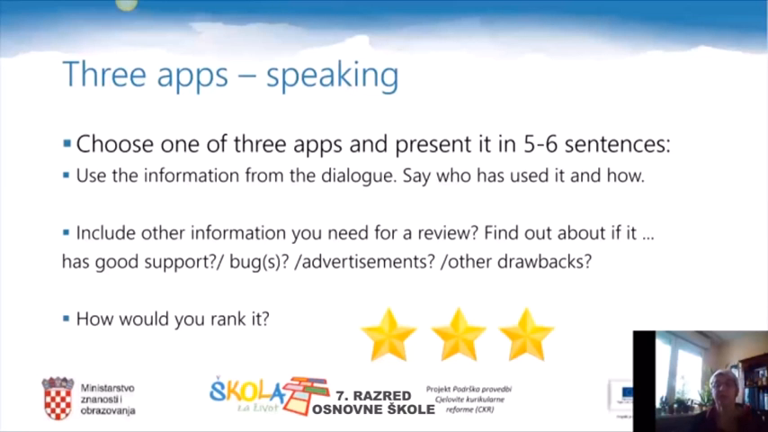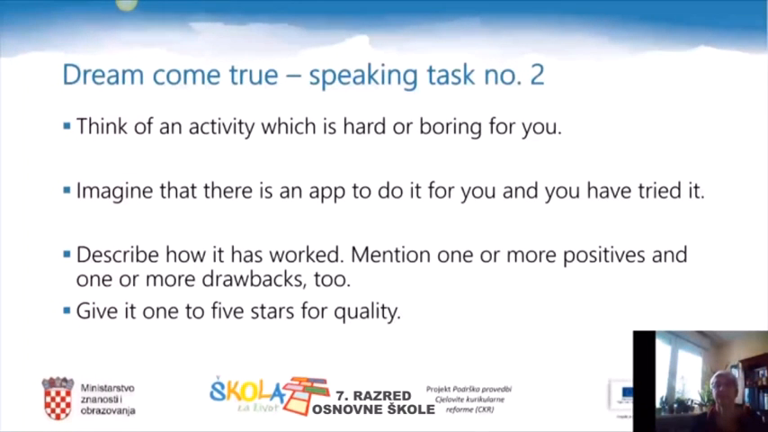So in the middle part, you say something about why that app is good and why that app is not so good. And you complete your talk. Your final part is the ranking of the app. You rank it. You can give it 1 star, 2 stars, up to 5 stars. You know how it goes. So this is your first task. You can pause the video and try now, or you can wait to hear what your task number 2 is.